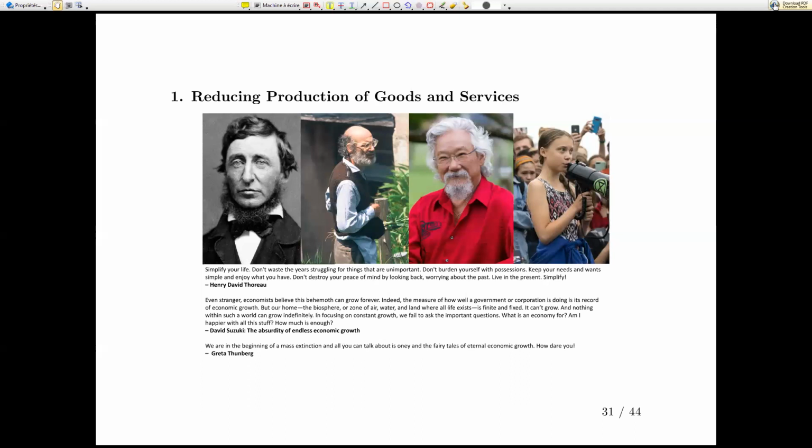So what should we think about this sort of idea? Well, for economists, they're not too popular.